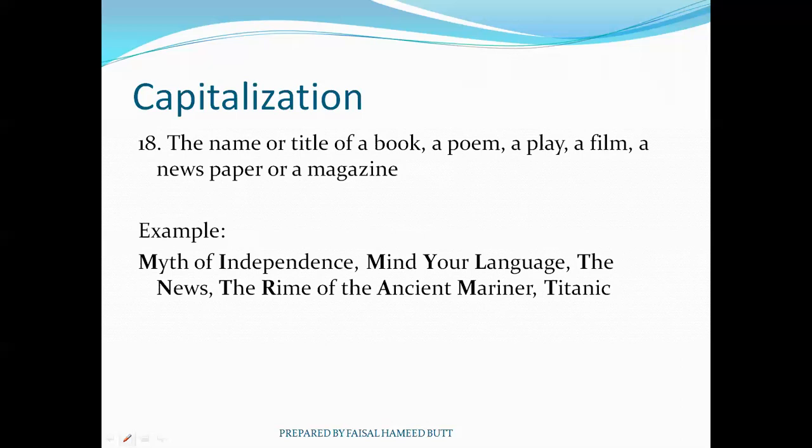Then a play, a film, a newspaper, or a magazine. Examples are Myth of Independence, it's the name of a book. Mind Your Language, it's the name of a series. The News, the name of a newspaper. The Rime of the Ancient Mariner is the name of a poem. And Titanic, obviously, is the name of a movie. So all these will have their names with capital letters.